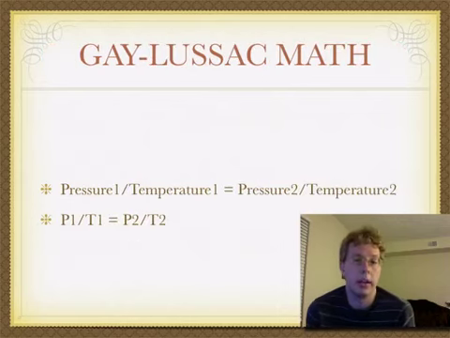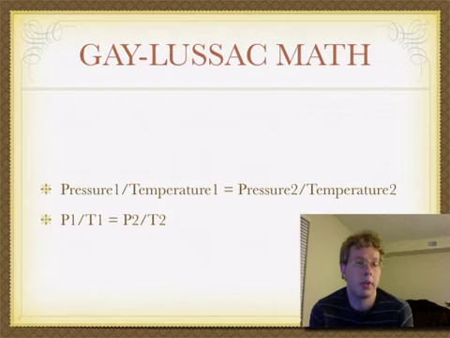The math for Gay-Lussac's gas law here is that it's pressure 1 divided by temperature 1 equals pressure 2 divided by temperature 2. Now, just like with Charles' law here, we don't want any negative temperatures, so you have to convert temperatures that are given in Celsius into Kelvin. So the shorthand for this problem is P1 divided by T1 equals P2 divided by T2.